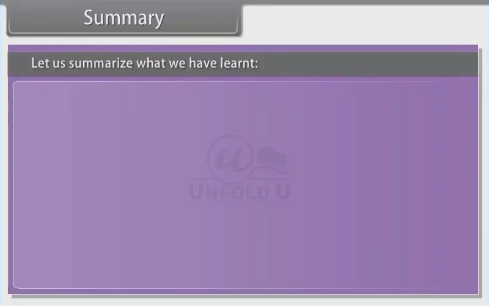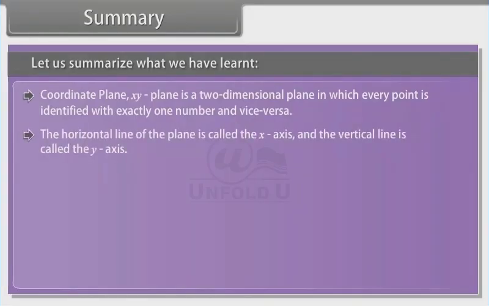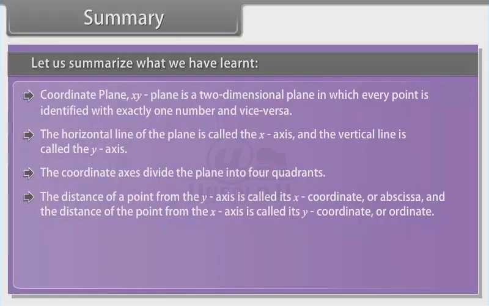Summary. Let us summarize what we have learned. The coordinate plane, the XY plane, is a two-dimensional plane in which every point is identified with exactly one number and vice versa. The horizontal line of the plane is called the x-axis and the vertical line is called the y-axis. The coordinate axes divide the plane into 4 quadrants. The distance of a point from the y-axis is called its x-coordinate or abscissa, and the distance of the point from the x-axis is called its y-coordinate or ordinate.